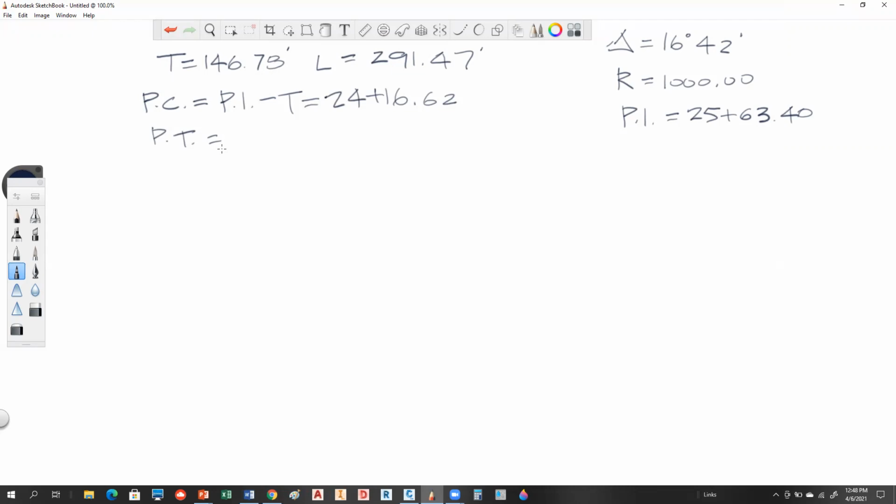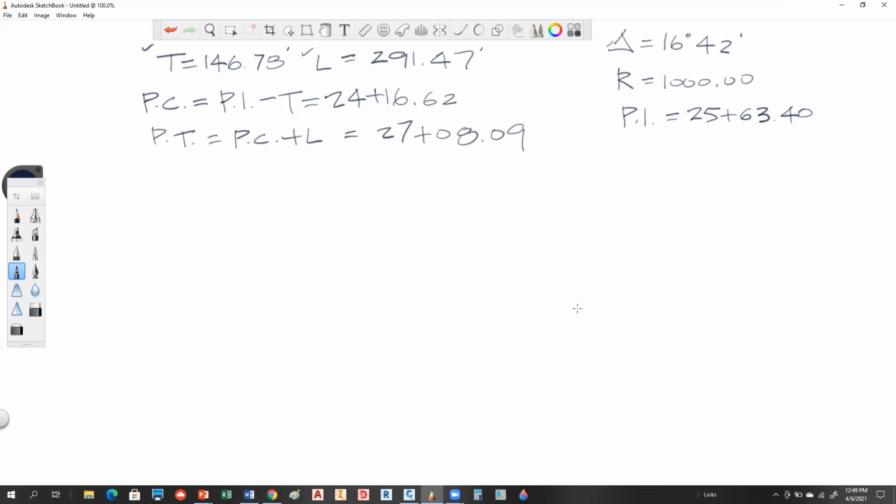Look it up in your notes. PC plus L. Yes, PC plus L. So the PC station plus your L distance. Notice we had to calculate both of these things because those were the only things that were given initially. So we know that it's 2416.62. We're going to add to that 291.47. That gets us 27 plus 08.09. Okay, so I think we came up with these last week.